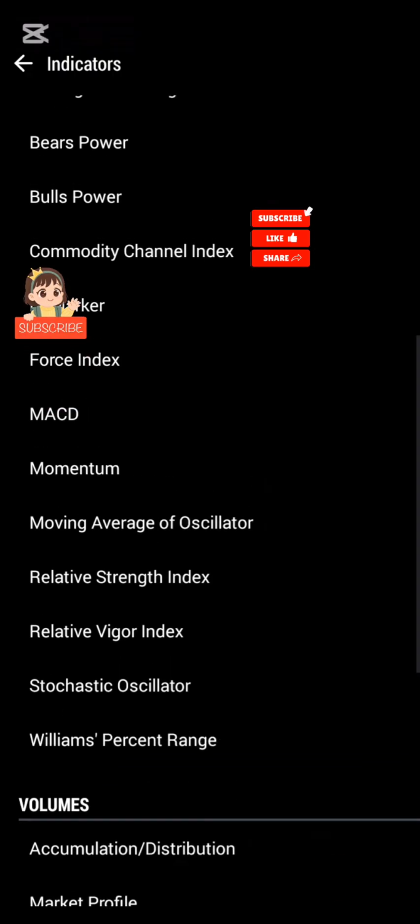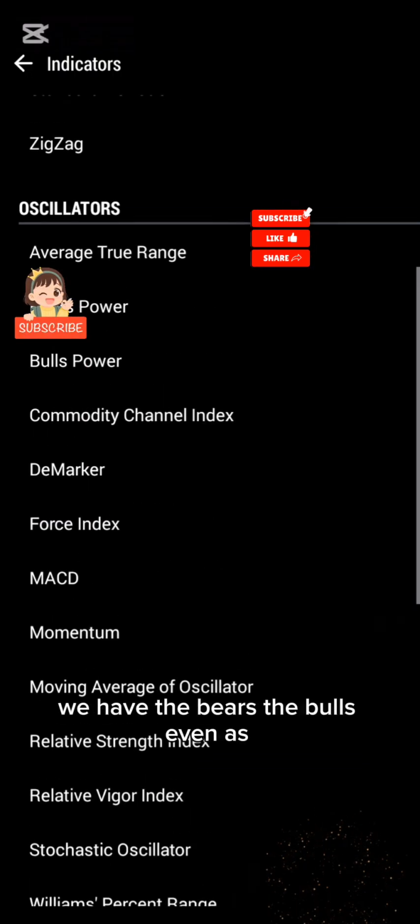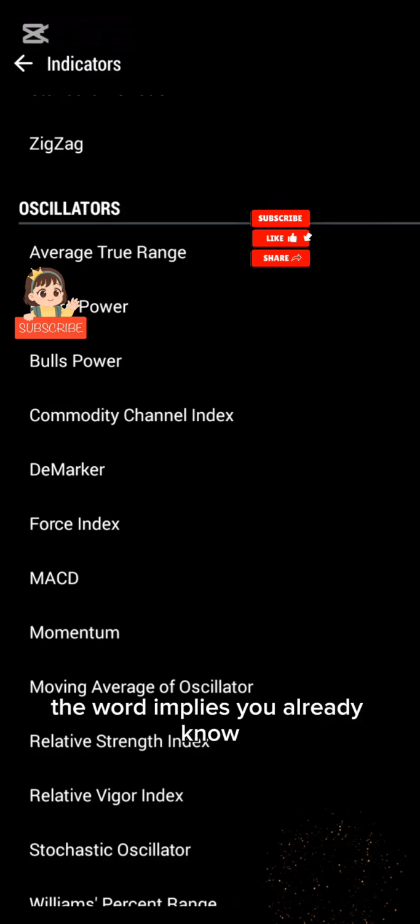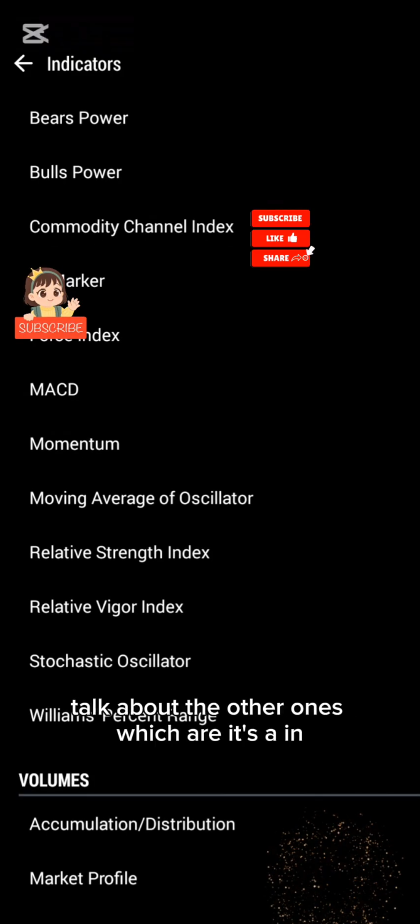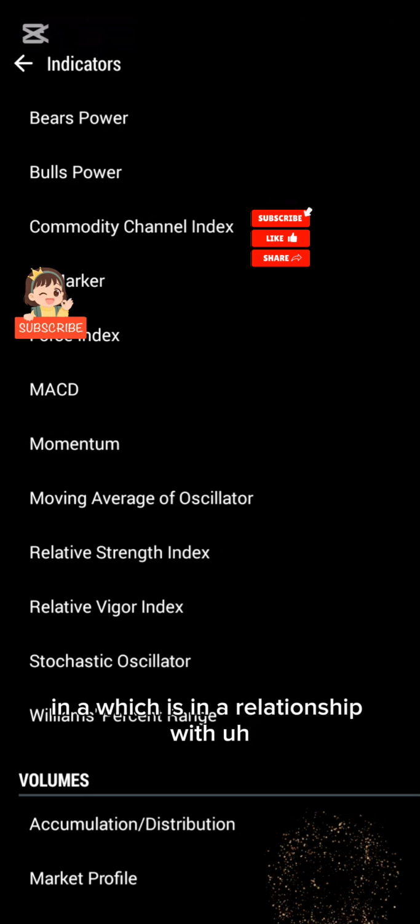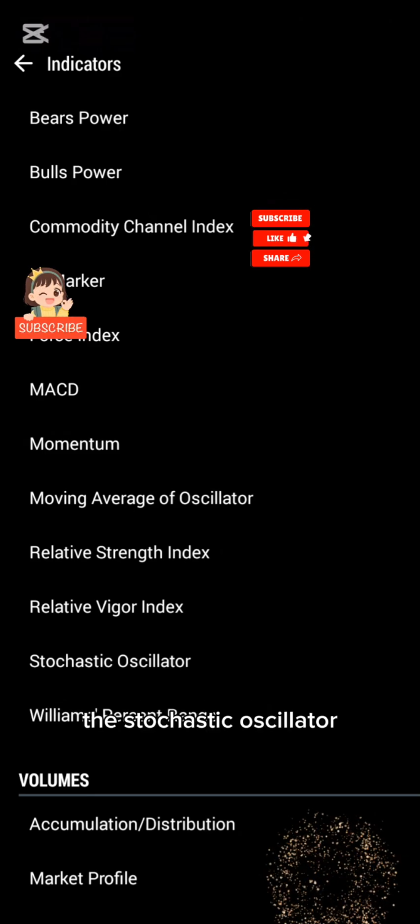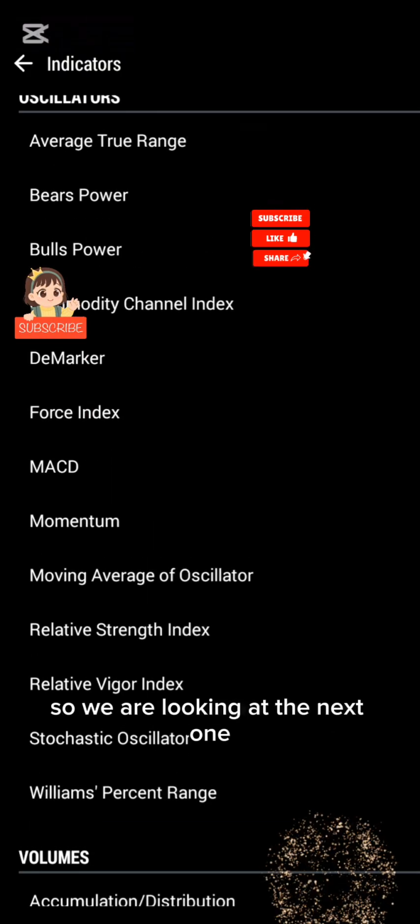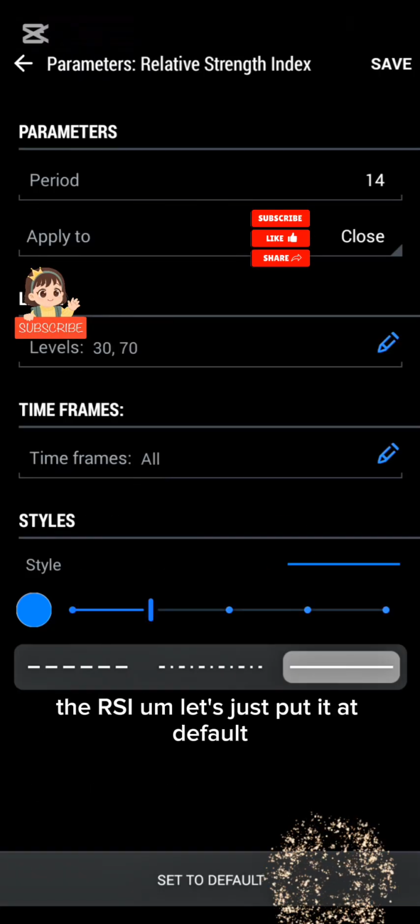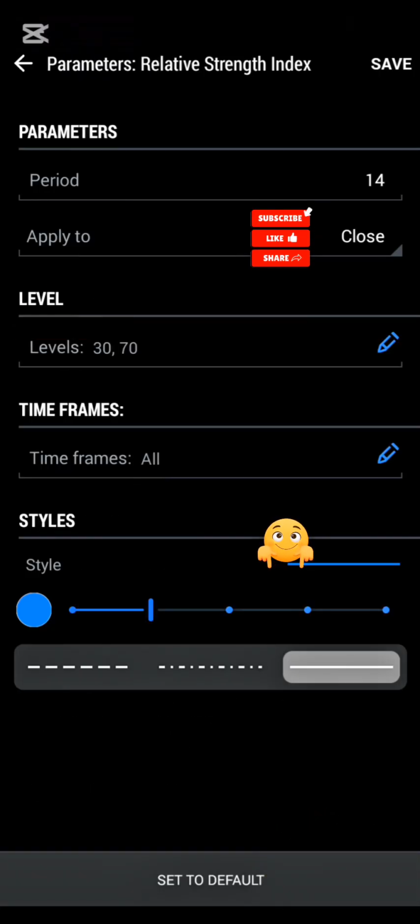We have the bears, the bulls. Even as the word implies, we already know what that is. But let's talk about the other ones, which is in a relationship with the stochastic oscillator. So we are looking at the next one, which is relative strength index, the RSI. Let's just put it at default.